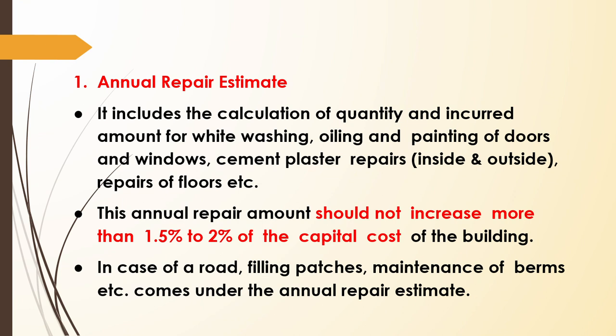We have already made a building, or for example, our home. We have made it, but the thing is, we need to maintain it properly. So after some years, we have to paint it. We have to do electrical repairs, wood windows and carpentry works may be there. So all these come under annual repair estimate. The total amount incurred for such repairs is calculated as annual repair estimate, and this should not exceed more than 1.5 to 2% of the capital cost. How much is the amount we have spent? So 1.5 to 2% of that is the maximum amount that we could use for a repair.